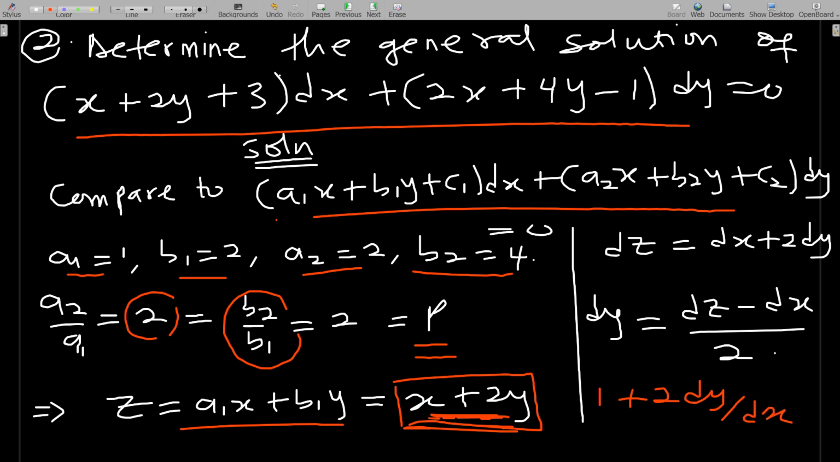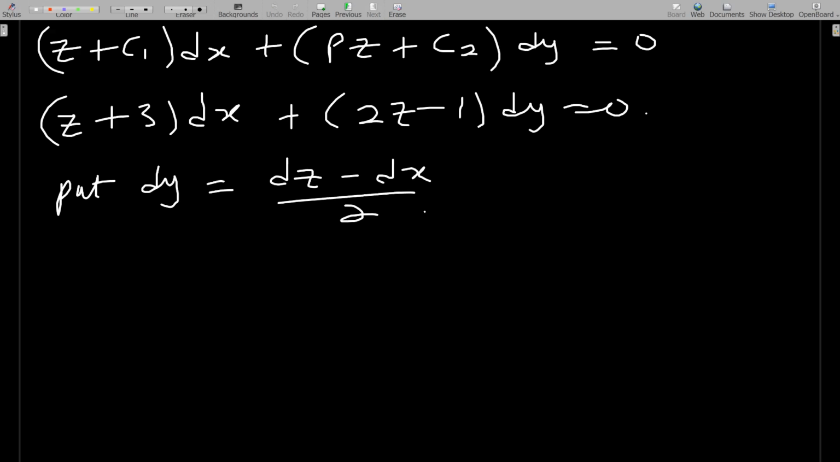Because y is a function of s. So when I multiply through by dx, I have dz/dx equal to this. When I multiply through by dx, I'll have dz equals dx plus 2 dy. I hope you understand this. So that is the idea from this, and if I make dy the subject, I'll have dy being equal to dz minus dx all over 2. Okay, so we keep that.